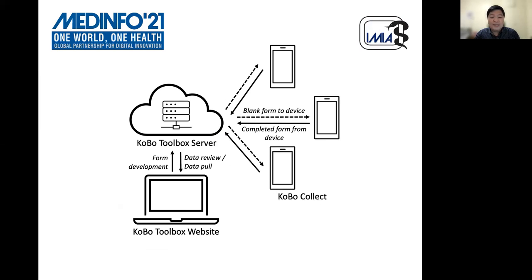The blank form was downloaded from the KoBo Toolbox server to the smartphones. After each data collection day, the completed data was sent from the smartphones to the server. The platform does not allow any smartphones to access aggregated collected data from the server. This adds another layer of security.